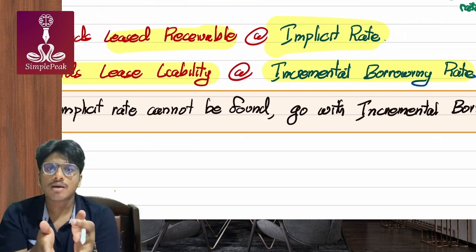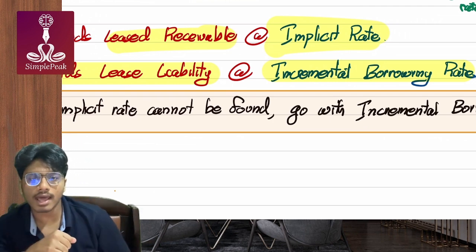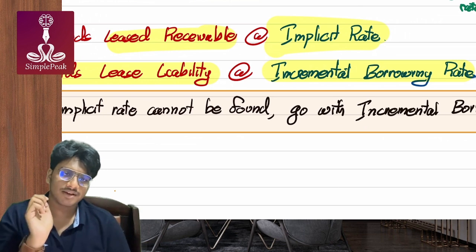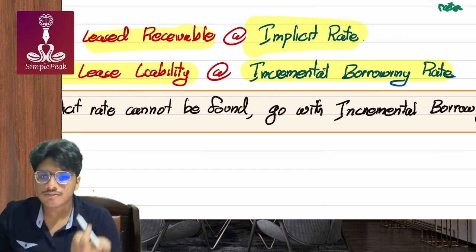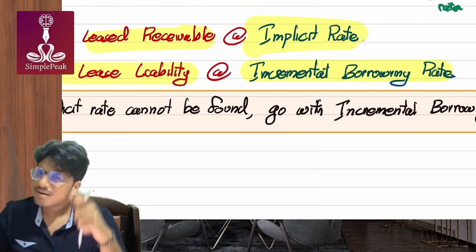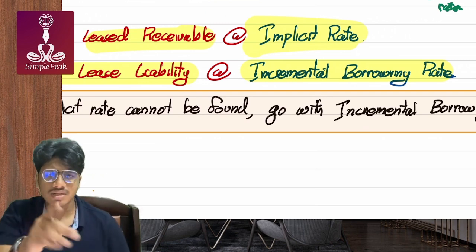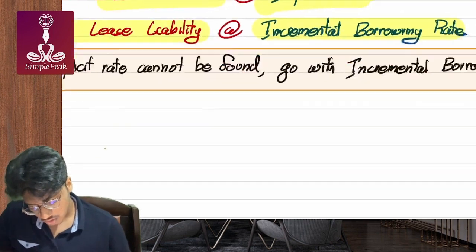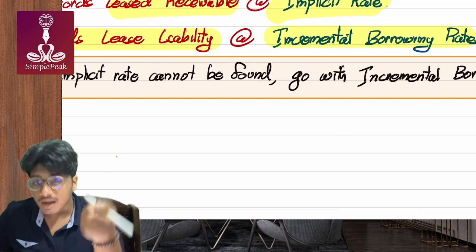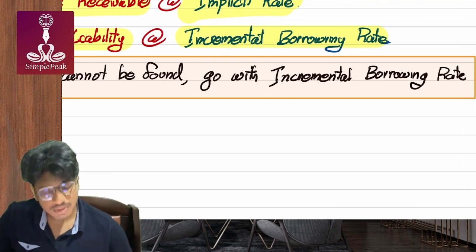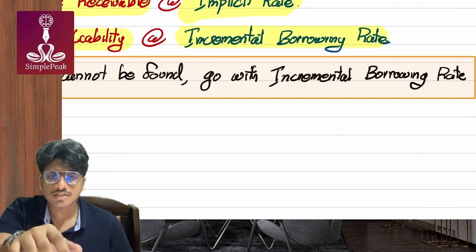So if you can't compute the total, how can you find the unguaranteed? So there will be a missing figure. If that is the case, if you can't find the residual value, fair value can be computed based on the market rate. So if the implicit rate cannot be computed, you will be taking the incremental borrowing rate, like how we have discussed right now.